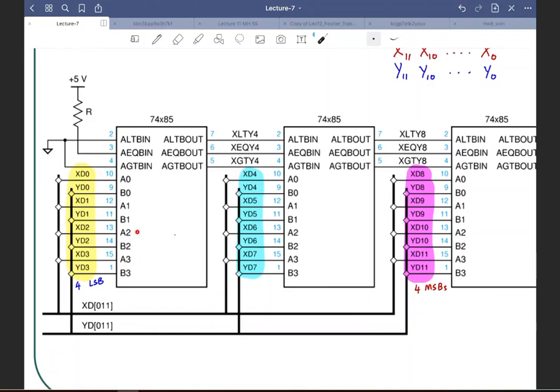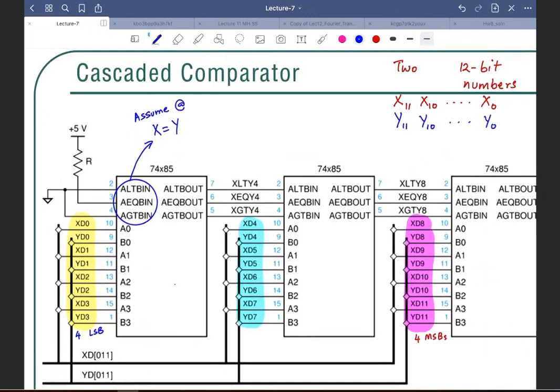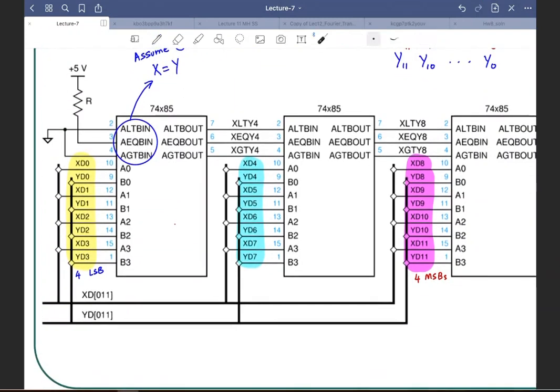Then we start comparing the new inputs. So we have assumed that A equals B, which tells me that X equals Y. So we have assumed that, at start, X equals Y. Then we have these inputs, X0, Y0, X1, Y1, X2, Y2, X3, Y3. So the four least significant bits of the two numbers are compared. And then that comparison will generate the new outputs.